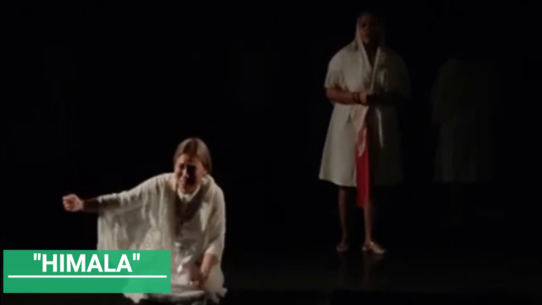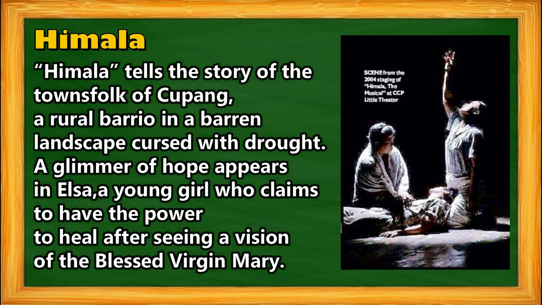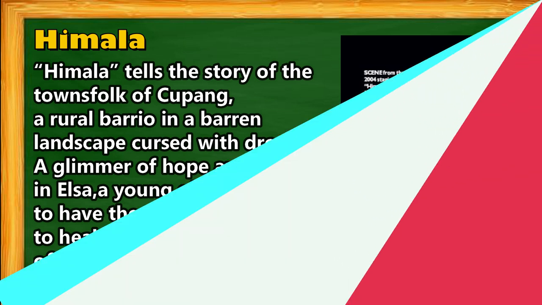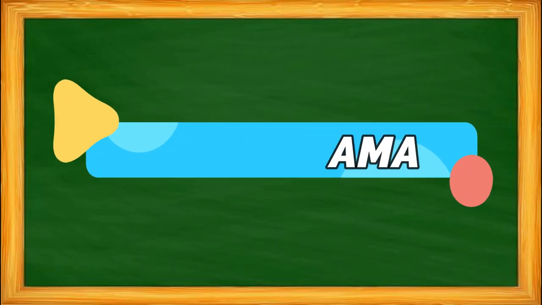This video is an excerpt from a stage play, Himala, by Tanghalan Pilipino in 2004. Himala tells the story of the townsfolk of Kupang, a rural barrio in a barren landscape cursed with drought. A glimmer of hope appears in Elsa, a young girl who claims to have the power to heal after seeing a vision of the Blessed Virgin Mary. News of her miracles spread far and wide, drawing the ill and the curious to what was once a sleepy town.